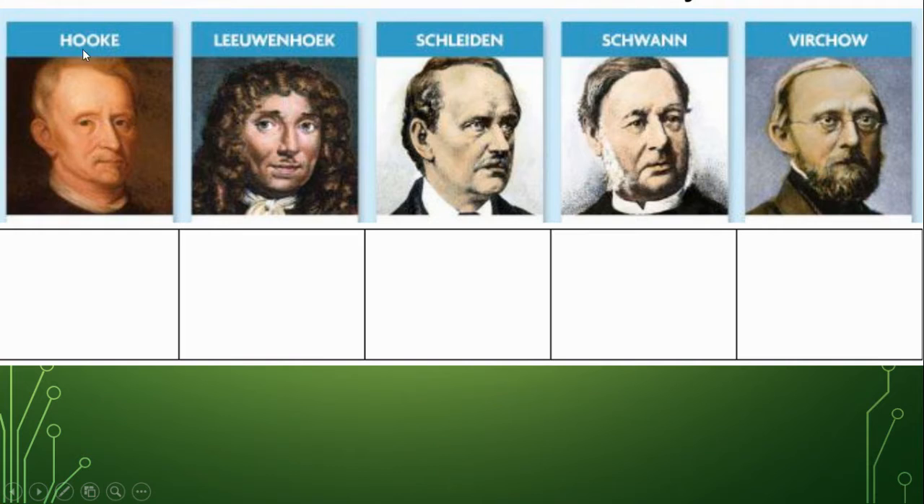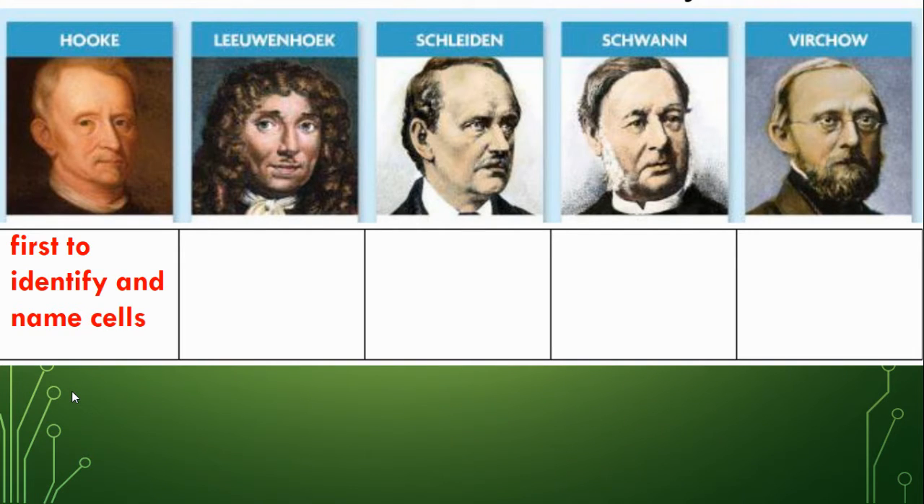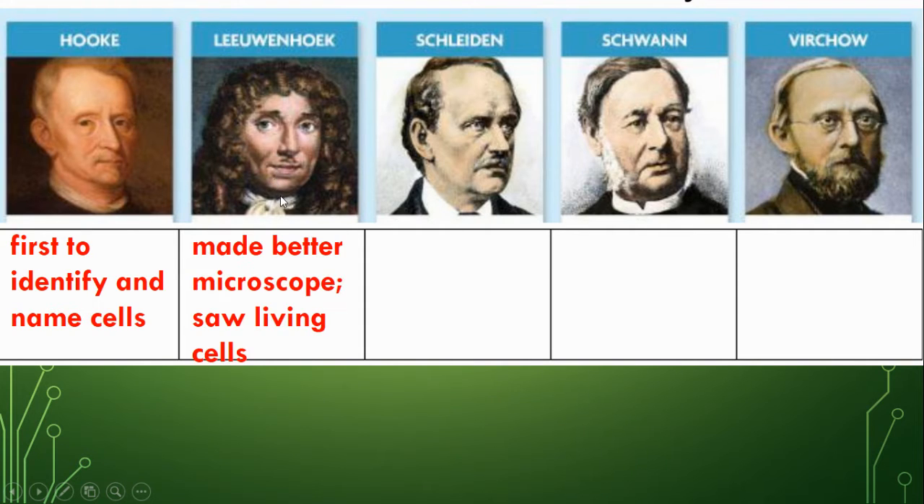Okay, the first one is Hooke. Hooke was the first to identify and name cells. He looked at cork and thought the shape resembled cells or rooms of monks, which is how cells got their name.